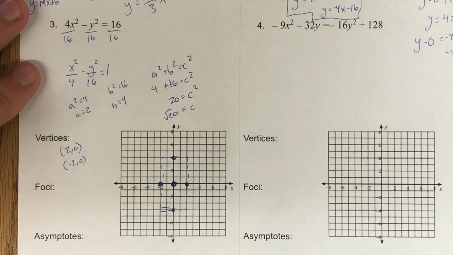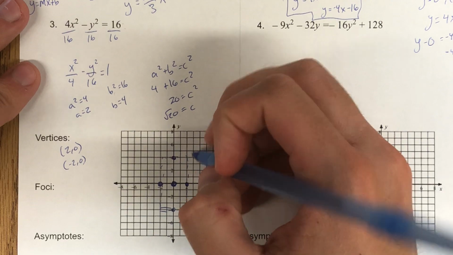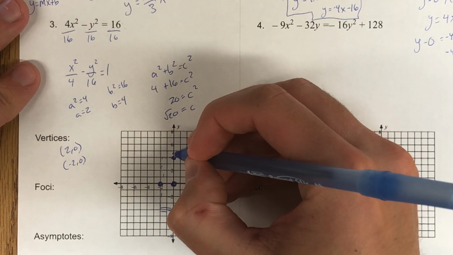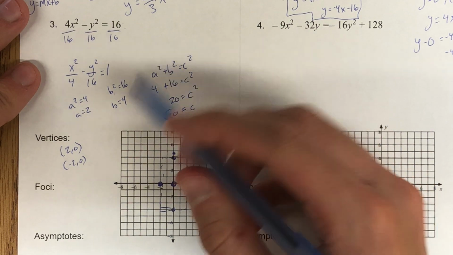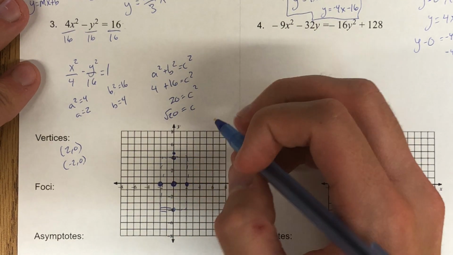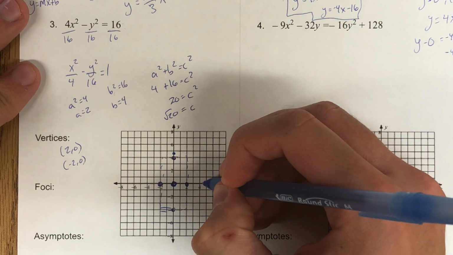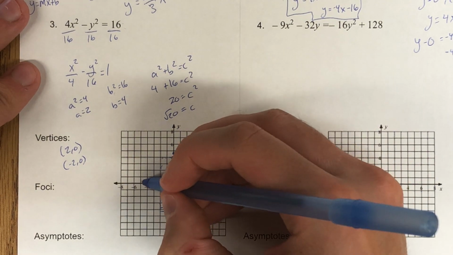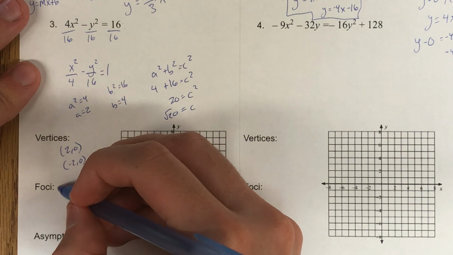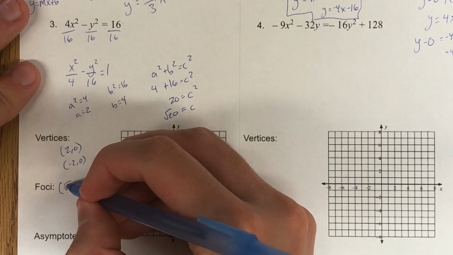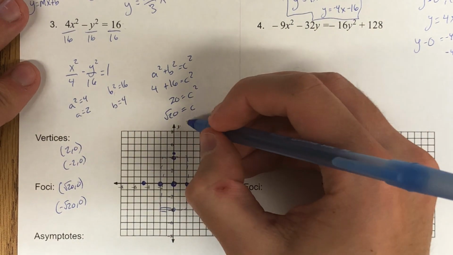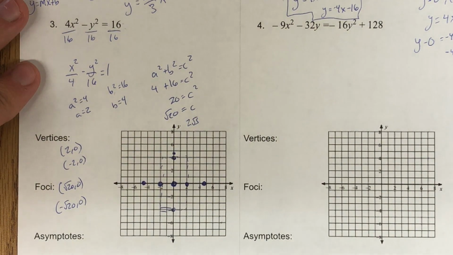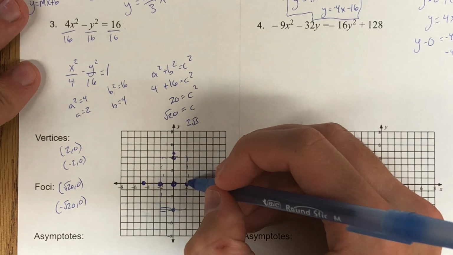So the square root of 20, that's going to be somewhere between 4 and 5. Or wait, sorry, this is a horizontal hyperbola, my bad. So they would be out here at root 20, 0, and negative root 20, 0. Or I suppose you could simplify that to 2 root 5. That would probably be a little better. So that would be our hyperbola.